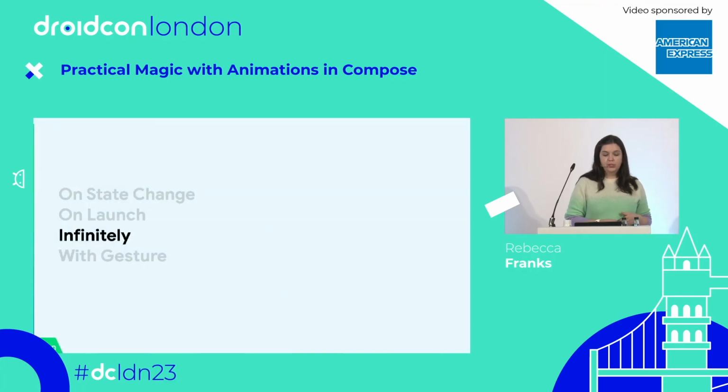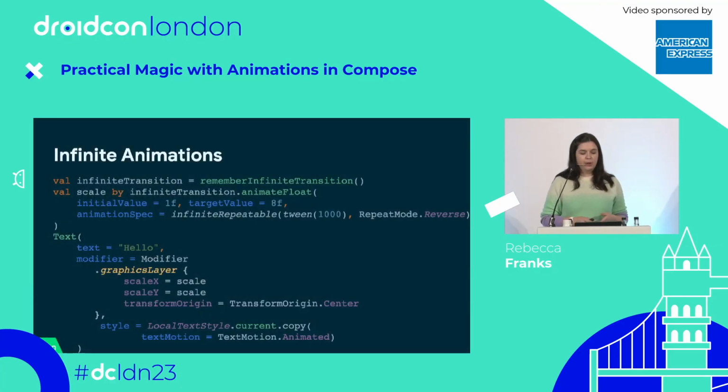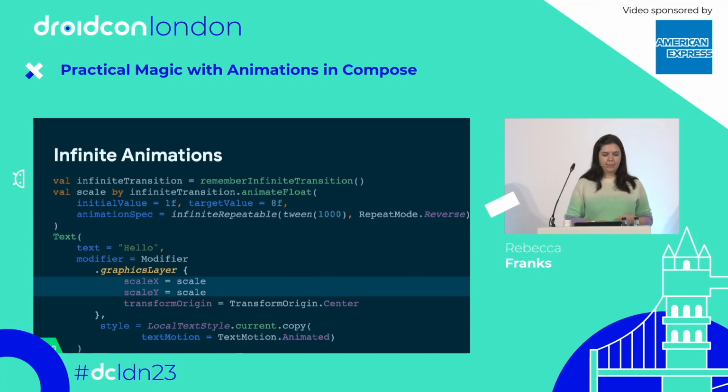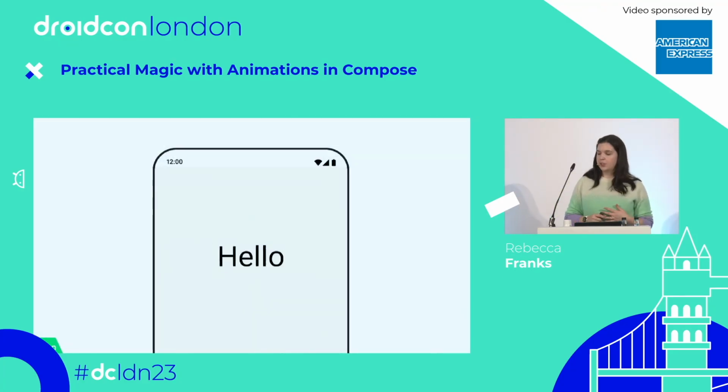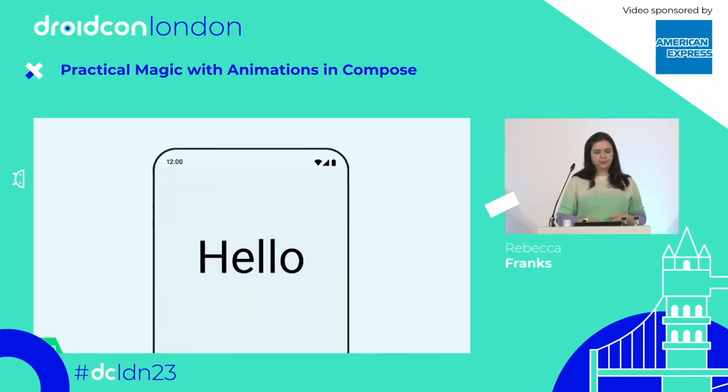Another option to animate our content infinitely, or forever and ever, is to use rememberInfiniteTransition. In this example, we create an animating scale that the text uses to scale the content up and down for a pulsing animation. And as you can see from this example, the hello text is repeatedly getting bigger and smaller.